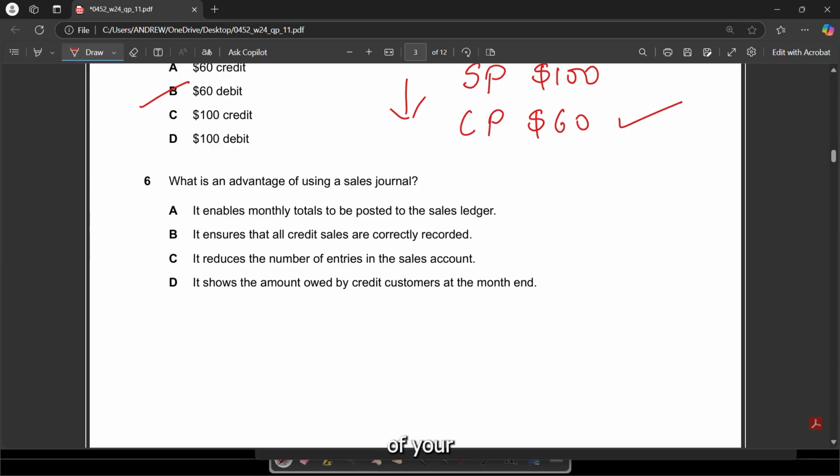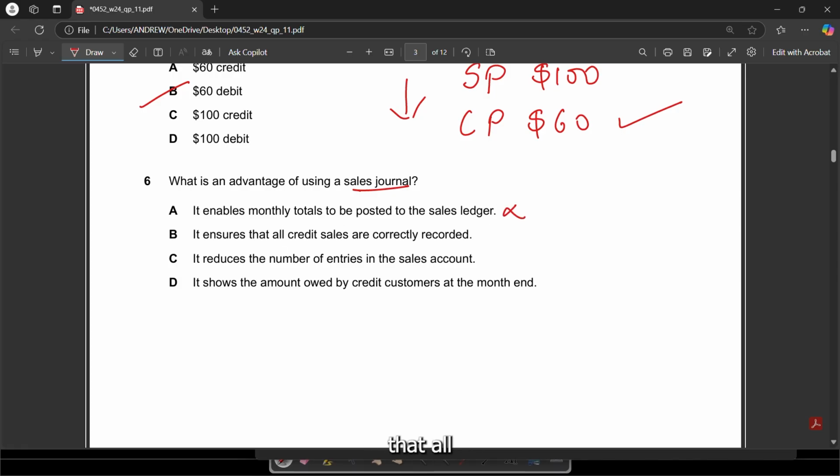Now understand this. This question is about the advantage of using a sales journal. It's talking about books of prime entry. One of the books of prime entry is the sales journal. You should know the difference between sales journal, sales ledger, and sales account. Here we don't use the sales journal to post to the sales ledger. No, we use the sales journal's balance to post to the sales account. So A won't be the right answer.